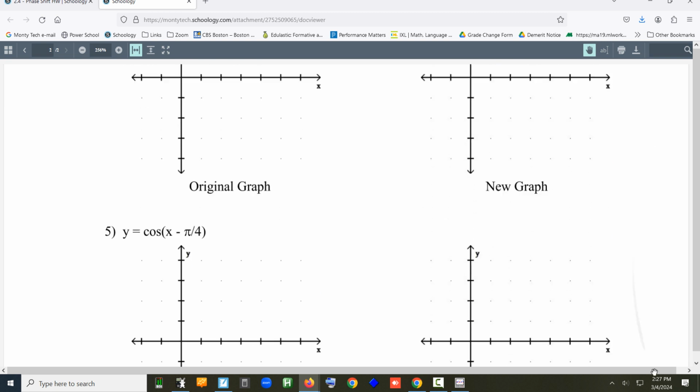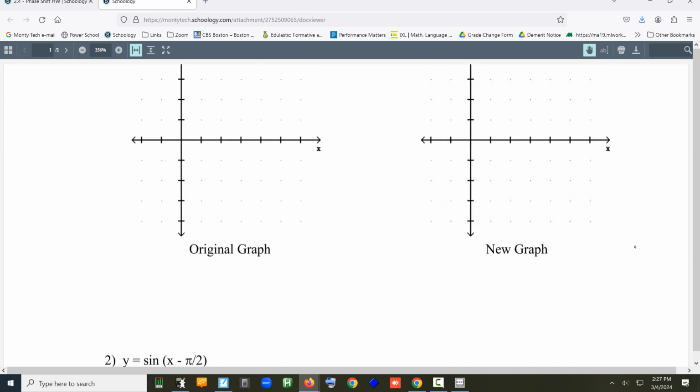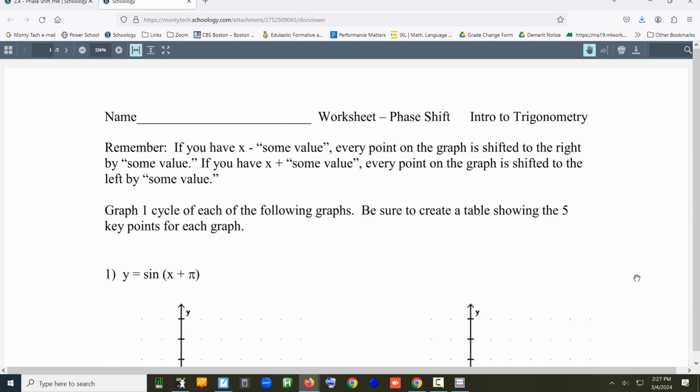In order to get full credit, you have to make sure you show the table. If you don't show the table and you just show me 5 sketches, it's going to be half credit, because the table's worth 10 points on the test. The sketch is only going to be worth like 2. So the table's worth a lot more points. Make sure you show the table. Any questions on that?